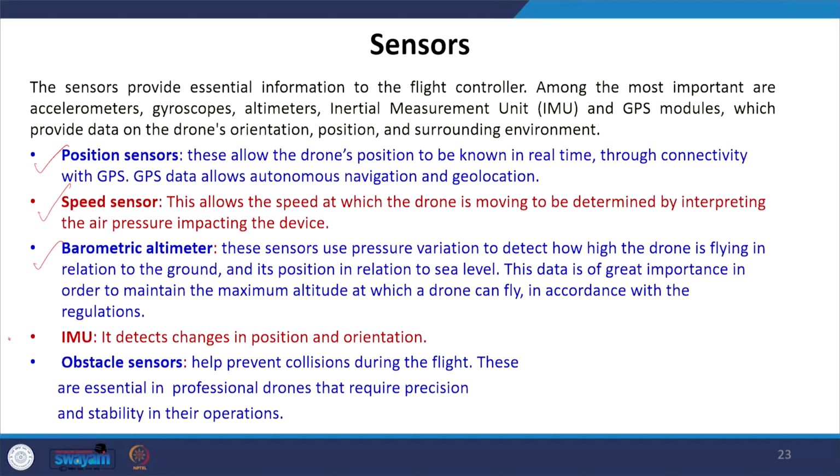Then we have the inertial measuring unit, IMU. It detects change in the position and orientation as the drone moves from one place to another. Then there are sensors called obstacle sensors. They actually help prevent collisions during the flight. So these are all essential sensors in a drone system.